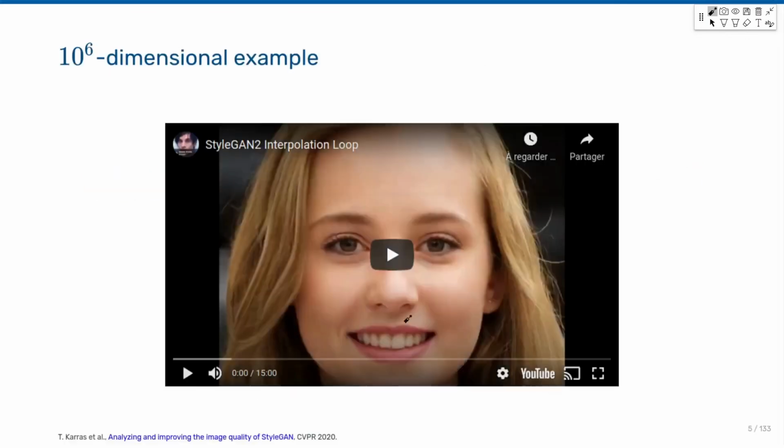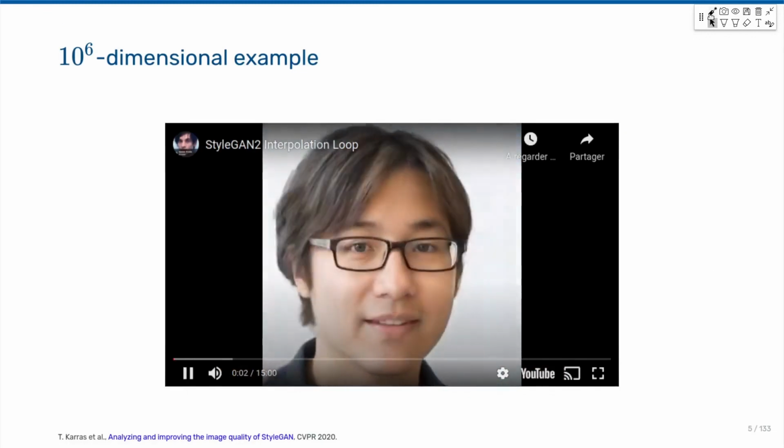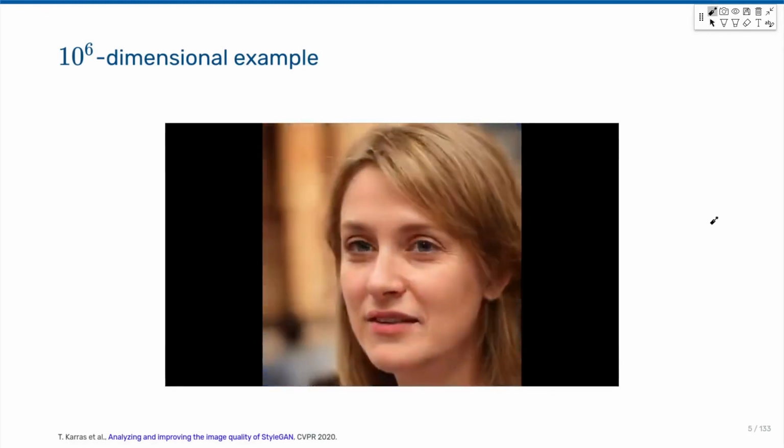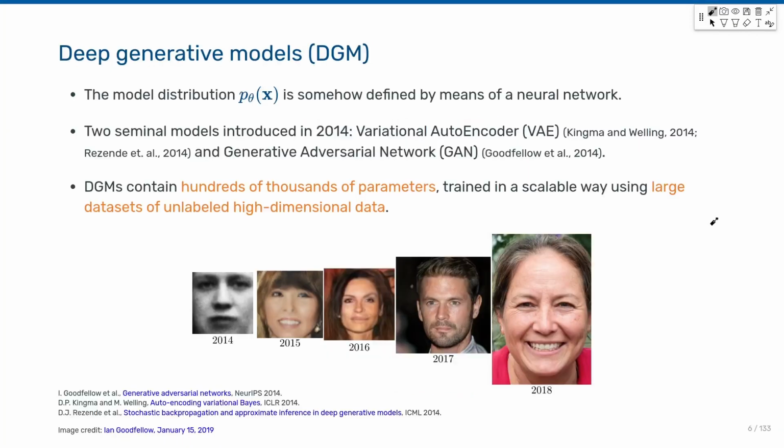Of course, when it comes to modeling more complex data, typically high-dimensional data, we need more complex models, for instance, deep generative models. In deep generative models, the model distribution is defined by means of a neural network, and theta corresponds to the parameters of this network. Probably the two most popular examples today of deep generative models are the variational autoencoder and the generative adversarial network, both introduced in 2014.